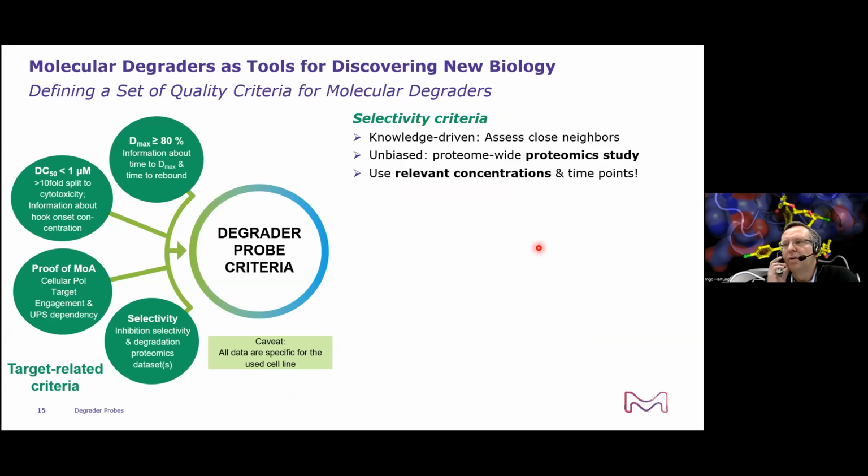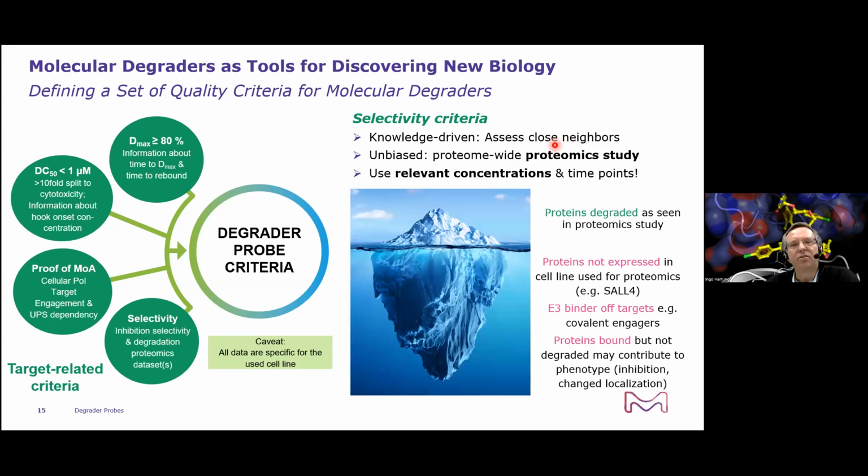Selectivity, this is maybe expected to be the easiest one. So obviously you want to assess close neighbors. But then the question really starts, how can you really completely assess the selectivity of a degrader? And I think the iceberg picture is a really good one. Obviously, you want to do an unbiased proteomics study. And this would help you to really understand, and this is kind of what's on top of the waterline here, what other proteins are degraded.